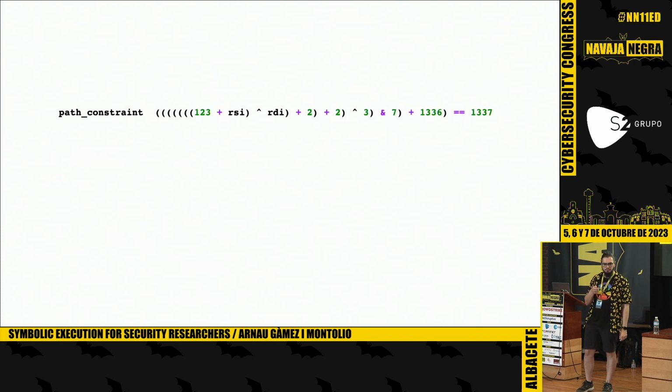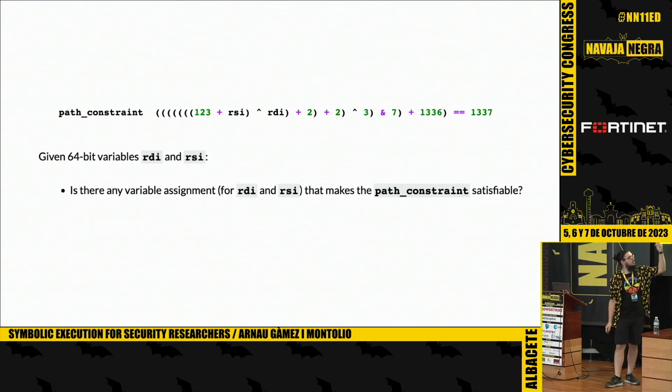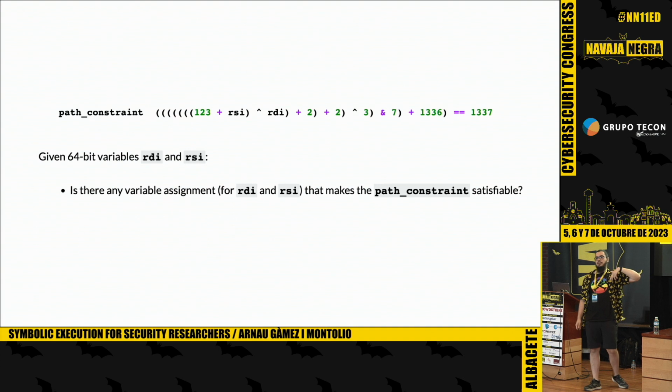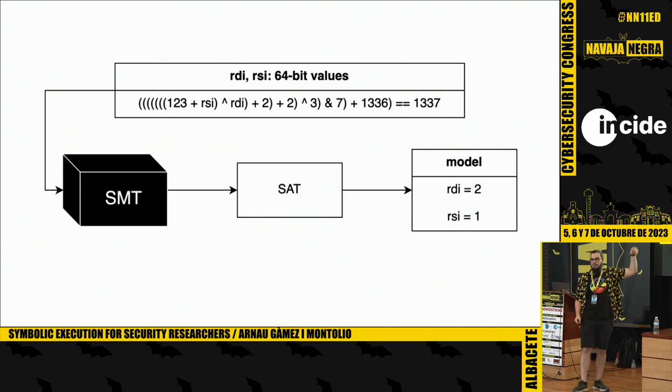Some example, if we just take the path constraint that we had before, or the good case, well, those are 64-bit registers, so we can ask the SMT solver, hey, is this satisfiable? Is this condition satisfiable? In other words, is there any variable assignment for the 64-bit variables RDI and RSI that makes the path constraint satisfiable, that makes us being able to arrive at that place in the code? So that's what's happening. We have RDI and RSI, 64-bit values, with this constraint, in this case just one constraint. We feed that into the SMT solver, and the SMT solver will say, yeah, sure, this is satisfiable. Actually, here you have a model.